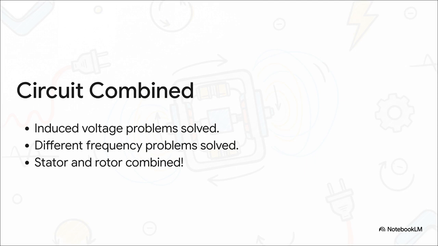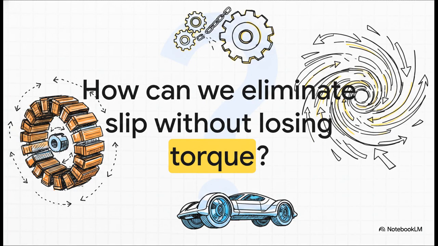The stator and rotor circuits can now be seamlessly combined into one single equivalent circuit. We literally took a wildly dynamic, spinning, chasing machine and mathematically froze it into a simple, stable, stationary electrical circuit. It's an absolute engineering triumph for sure. Which brings us to the end of our journey for today.